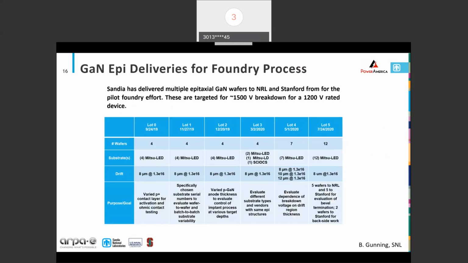But you can see what we're looking at: different types of wafers, different drift region thicknesses, experiments looking at the P layer, wafer to wafer variation, anode design, and so forth. So we're growing these for this 1200 volt process. The FE is nominally targeted at 1500 to give some margin.